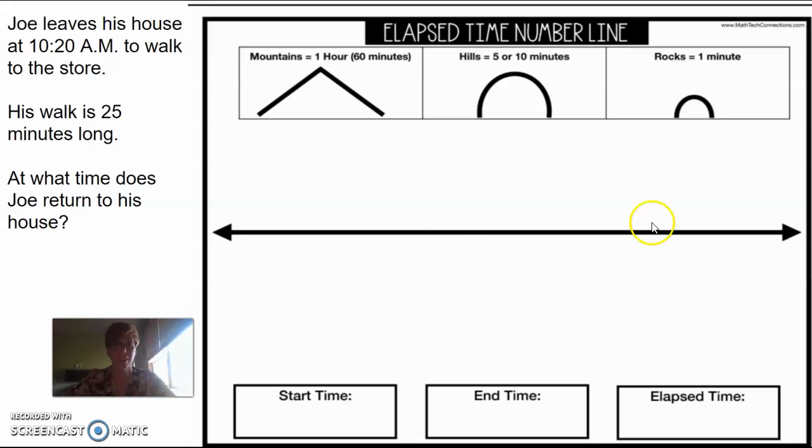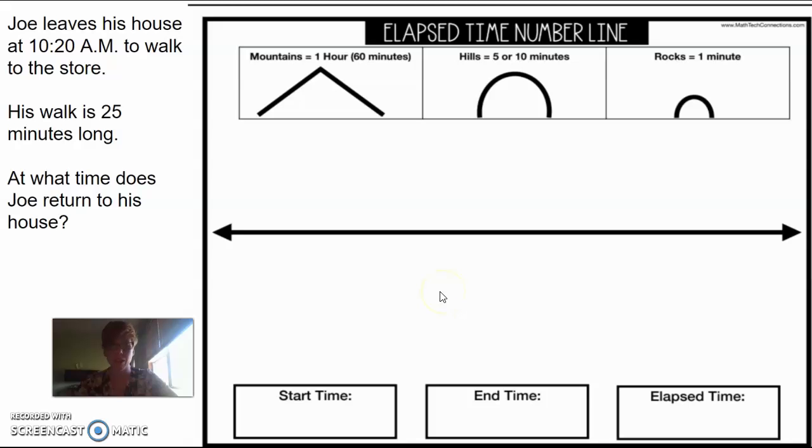Okay, the first thing I want to do is explain this number line. We will use this number line to add time. That means we're going to start at a specific time and we're going to add on to it and keep going. There are three things I want to show you at the top. For us to represent adding on 1 hour, we will use mountains. We will use little peaks, see how it goes up and goes down. So whenever we look at our paper, it can help us remember that the mountains mean 1 hour. If we are adding on 5 or 10 minutes, we're going to use hills. And if we're going to add on just 1 minute, we will use rocks. So we'll use those symbols to help us figure out the time we're adding.